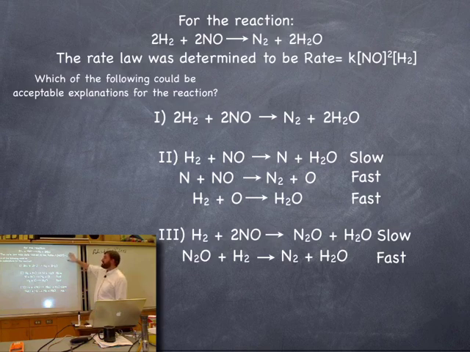So, very typical type of reaction, type of problem. We have hydrogen reacting with nitrogen monoxide to produce nitrogen gas and water. They are telling us what the rate law is: NO squared, H2. That is the experimentally determined overall rate law. Which one of these 3 mechanisms could be the true mechanism?